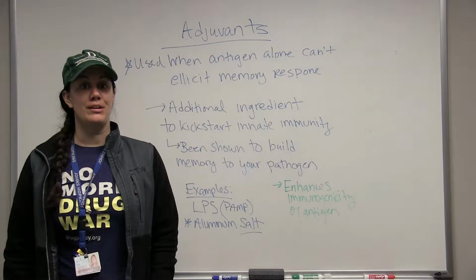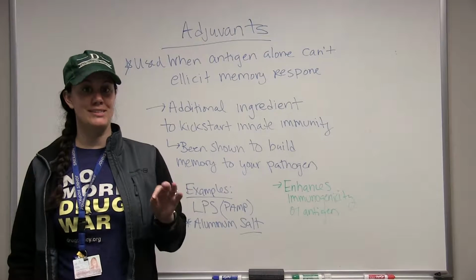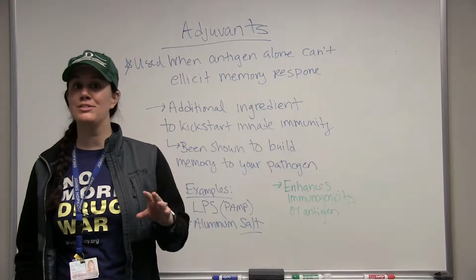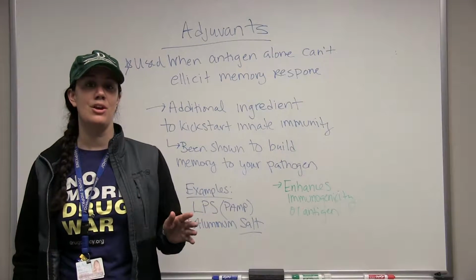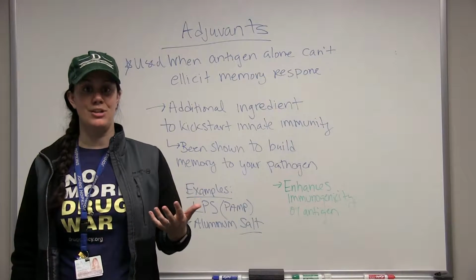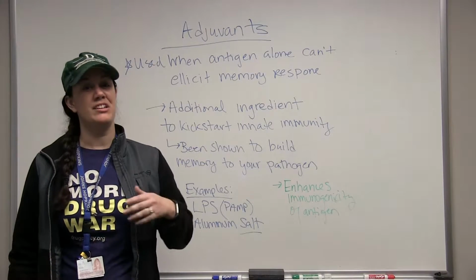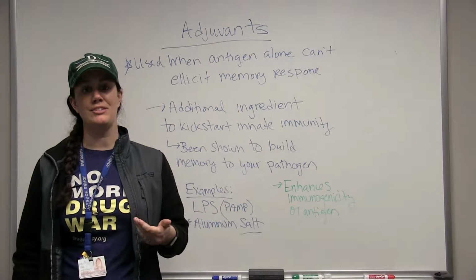Adjuvants are a really important additional ingredient to some vaccines. And I say some vaccines, really important to know that adjuvants are not found in all vaccines. We only use adjuvants in a vaccine when the antigen isn't great at eliciting an immune response, or at least a memory immune response on its own.